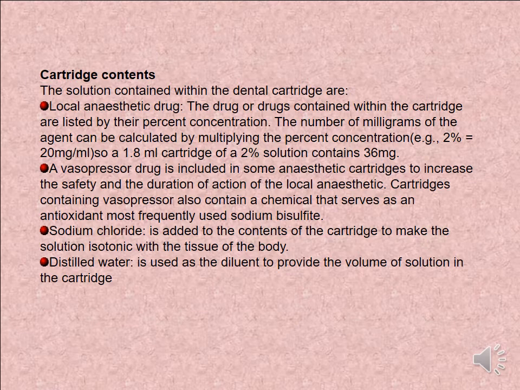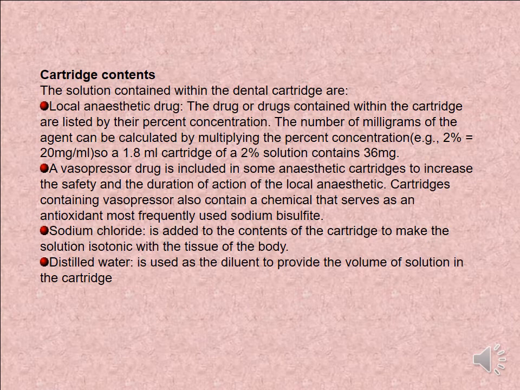A second part, a vasopressor drug, is included in some anesthetic cartridges to increase the safety and the duration of action of the local anesthesia. Cartridges containing vasopressor also contain chemicals that serve as an antioxidant, most frequently sodium bisulfate. The vasoconstrictor is very important for a local anesthetic solution because it gives safety and a long duration of action of the local anesthetic drug.